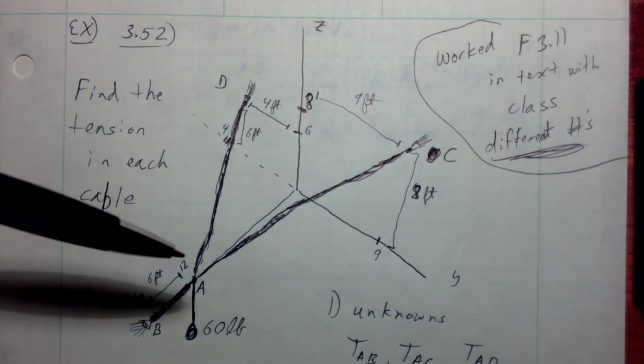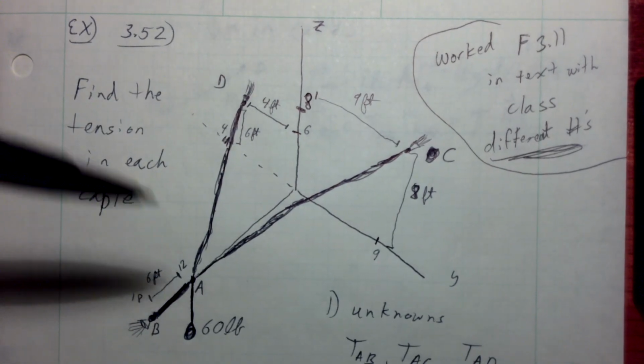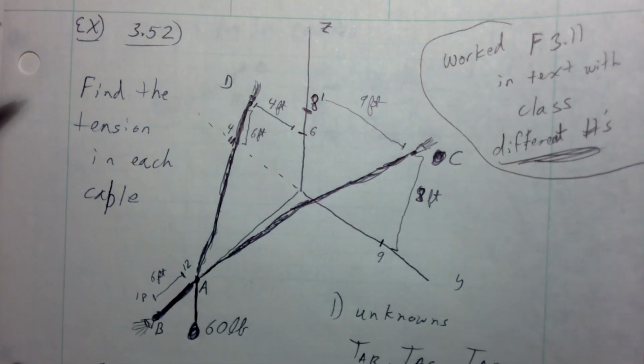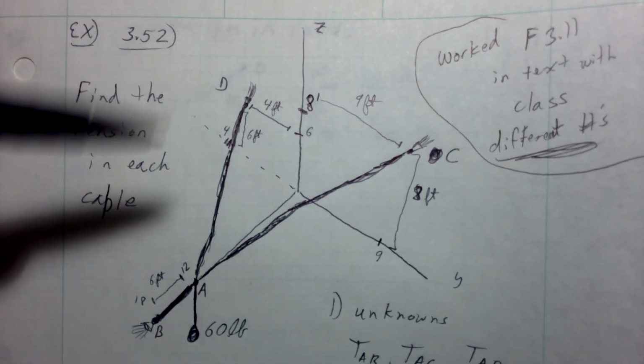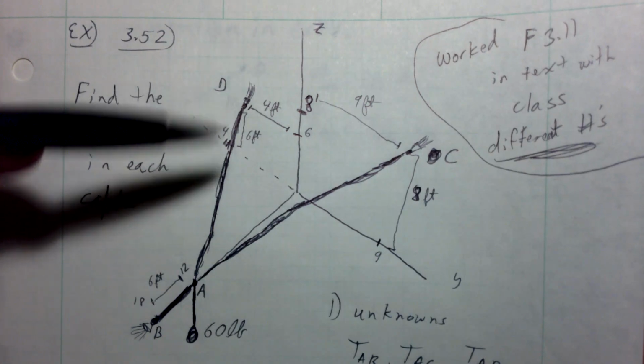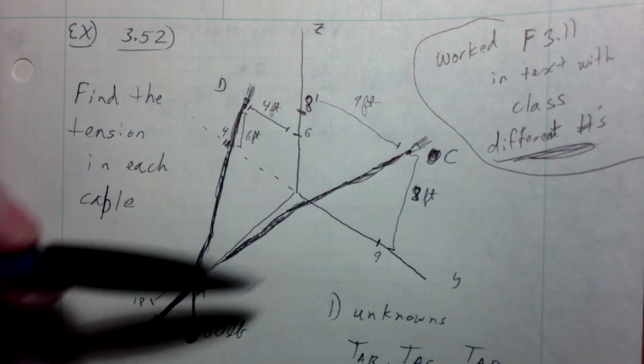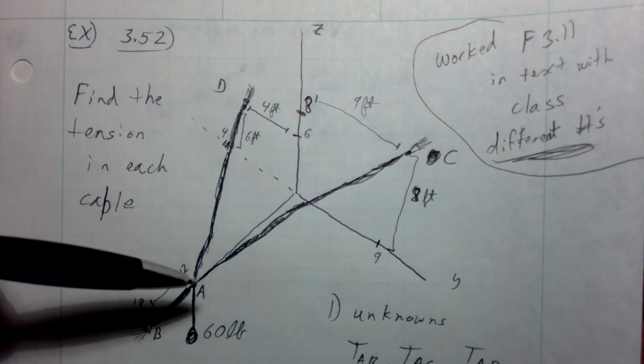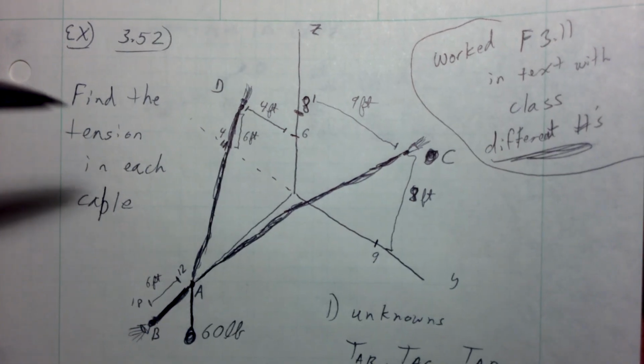This is probably not 352 in your text, but you might be able to find one like it. And if not, that's okay. I don't mind working examples that aren't just like the ones you have in your book. But so you can kind of see what it's going to look like: a cable here, a cable here, a cable there, and then a weight hanging off right here at point A. And that's out here at a point along the x-axis.